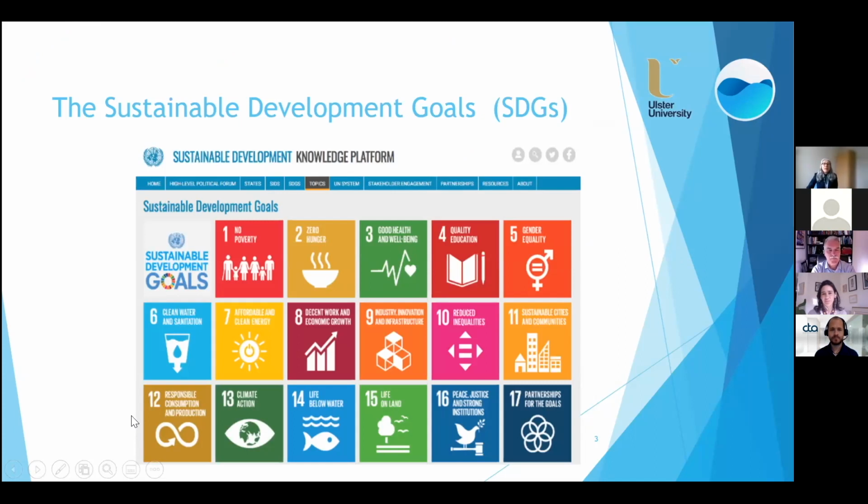The 17 Sustainable Development Goals were adopted in 2015 by the 193 United Nations member states. They were set out in a document called Transforming Our World, the 2030 Agenda for Sustainable Development. So the agenda and the 17 Sustainable Development Goals provide a shared blueprint for all countries for peace and prosperity in the world.